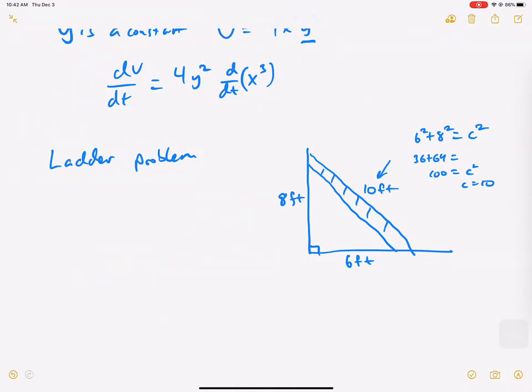First to start. My question ends up oftentimes saying, how fast, what is dx over dt? Okay, what is dx over dt?